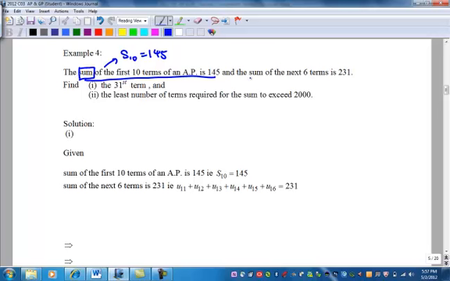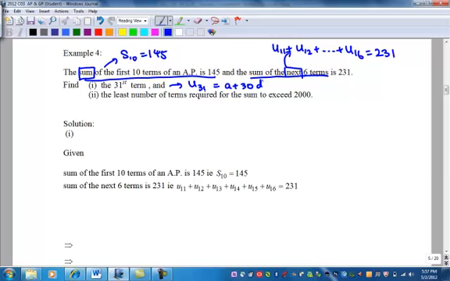We are also given that the sum of the next 6 terms is 231. So after the first 10 terms, we know the next 6 terms will be the 11th, 12th, all the way to the 16th terms. So the sum of these terms will be 231. We are asked to find the 31st term, which means we are asked to find U subscript 31, that is A plus 30D.